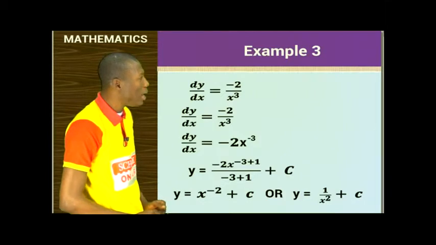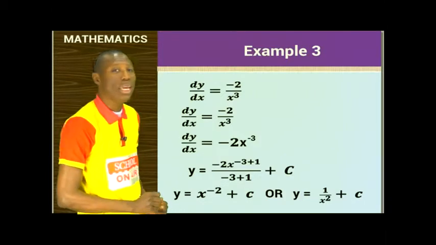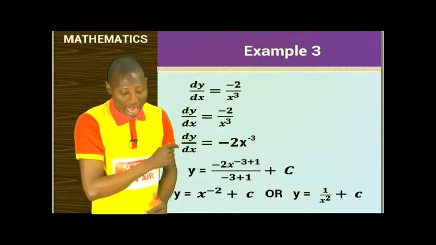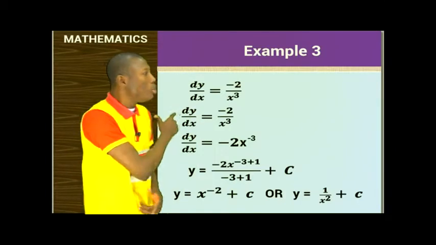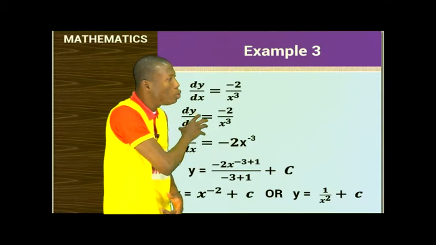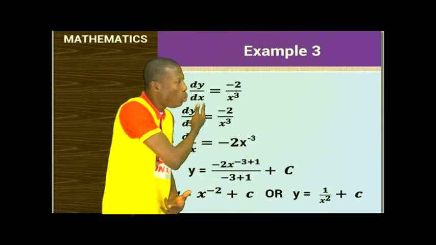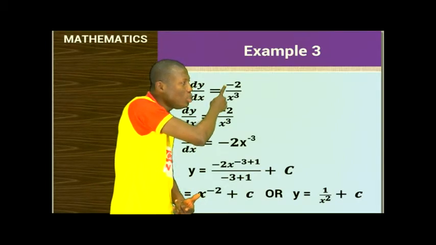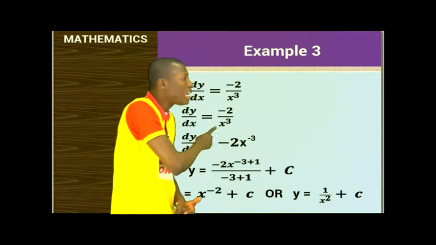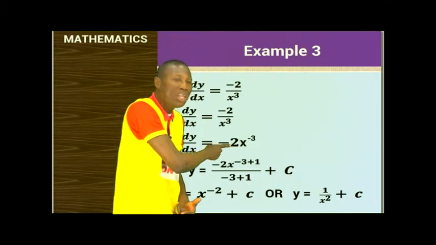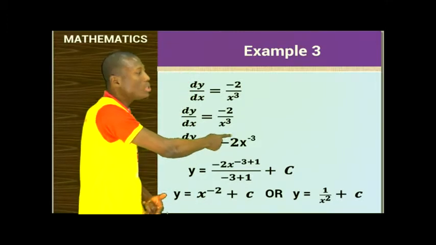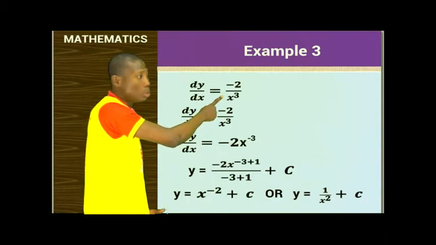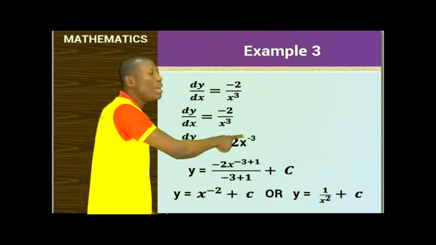This is another example. In this place, I have dy/dx is equal to minus 2 all over x raised to power 3. Now, in this case, I can try to rewrite this function. This one is equal to this one. This is the numerator, this is the denominator. Now, I can have minus 2 x raised to power minus 3, because initially it was the denominator. Now, I have minus 2 x raised to power minus 3.